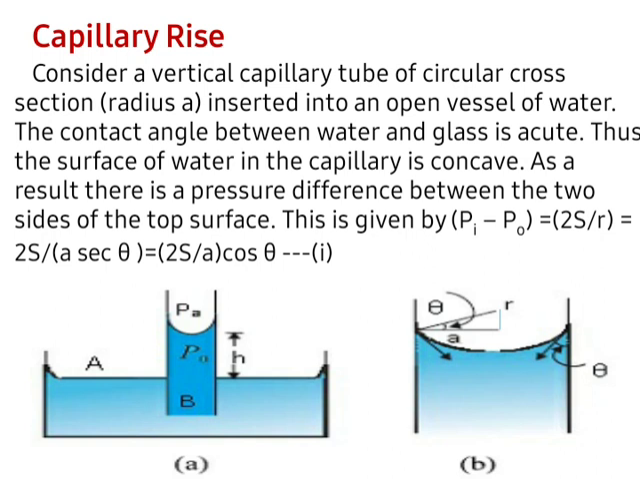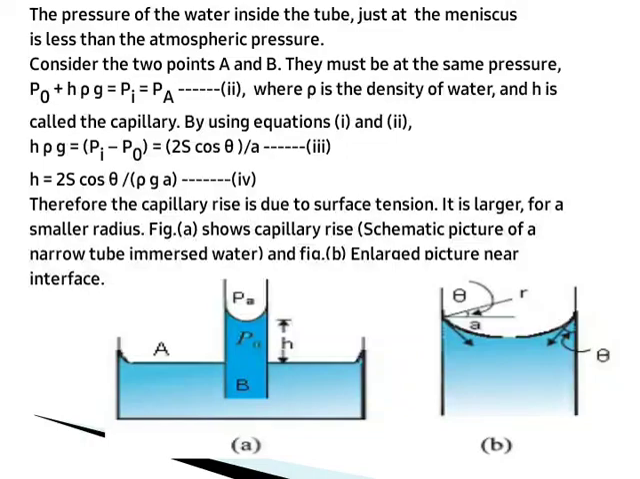So the expression becomes Pi − Po = 2S / R = 2S / (a sec theta) = 2S cos theta / a, since cos theta is equal to 1 / sec theta, which is expression 1. Thus, the pressure of water inside the tube just at the meniscus air-water interface is less than the atmospheric pressure. Consider the two points A and B and assume that the pressure at point A and the pressure at point B are the same.